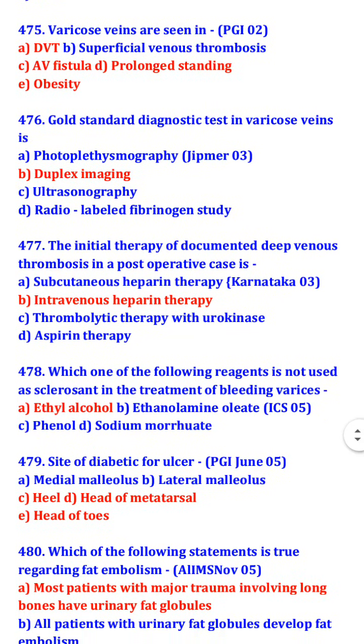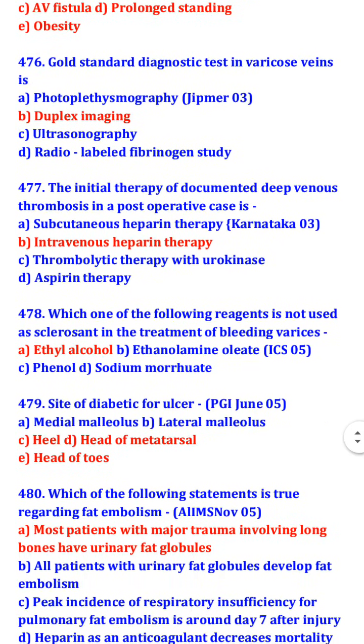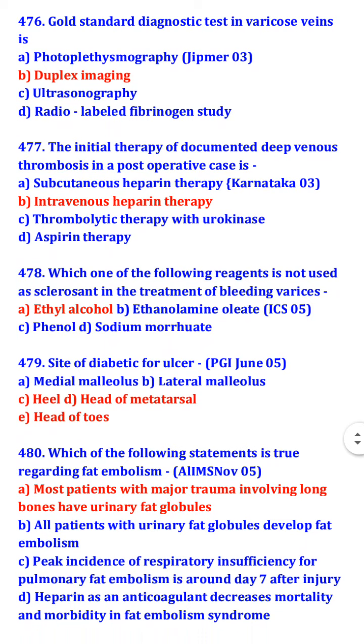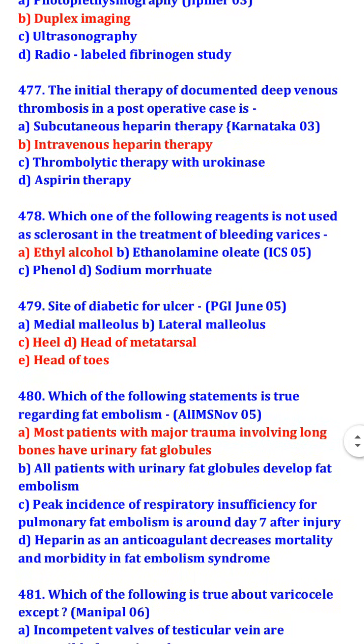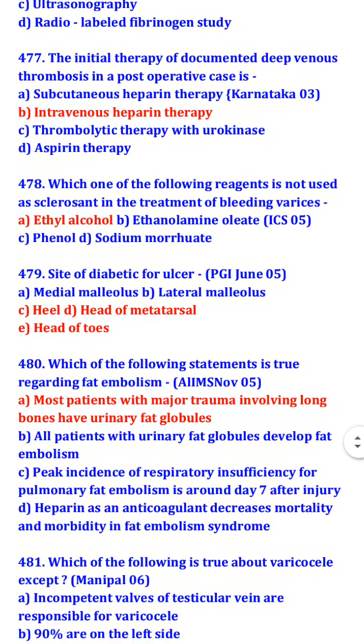Which one of the following reagent is not used as sclerosant in the treatment of bleeding varices? Ethyl alcohol is not used. Ethanolamine oleate, phenol, and sodium morrhuate are used. Site of diabetic foot ulcer is heel, head of metatarsal, and head of toes.